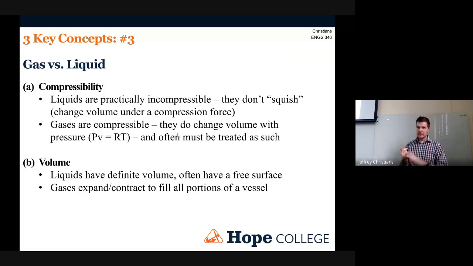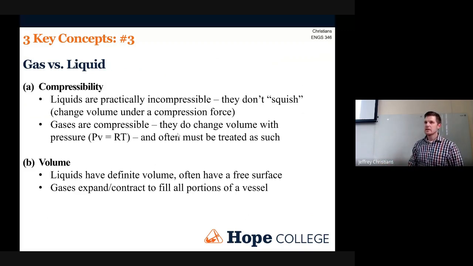The other difference between liquids and gases is liquids have a definite volume, so you can put it in a container and there will be a free surface, like a top to that liquid. Whereas a gas, if you put it in a container, it will expand and just fill up the whole room, or the whole world, right? It'll keep expanding. It won't ever stop until it fills up all portions of the vessel. So that's kind of a functional difference.